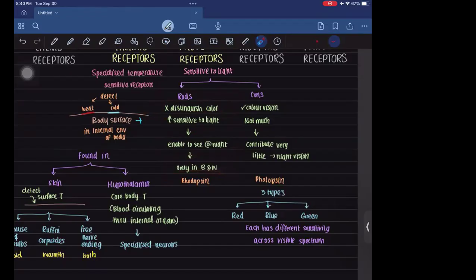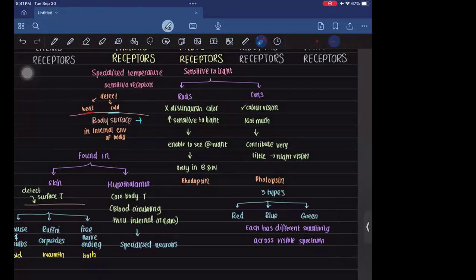Okay. On the other hand, since cones are not much sensitive to light, they will need a lot of light in order to provide you with color vision. So they will contribute very little to night vision. Your night vision is basically provided almost completely by the rods, and it will be contributed to a little by the cones. Fine. And then there is something else which is important.